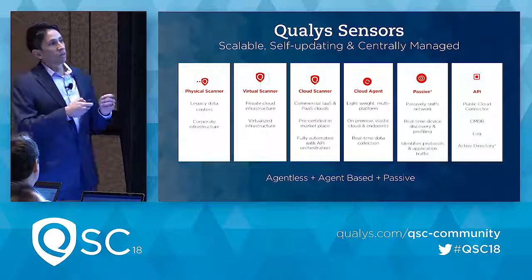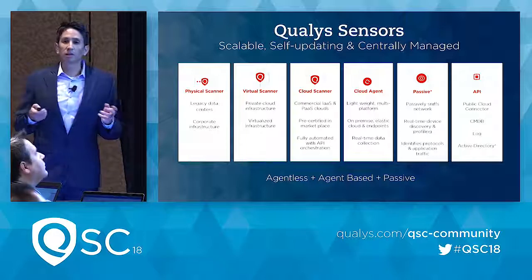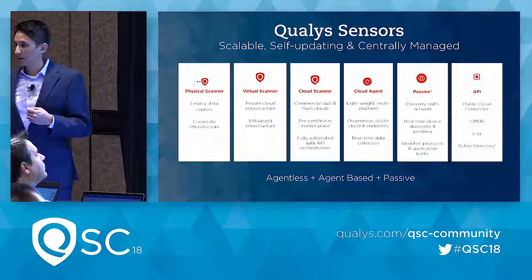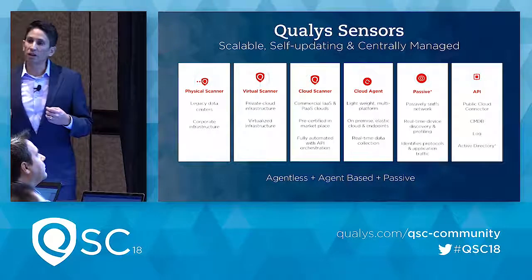So basically, we provide all of the different capabilities from a collection perspective: agentless, agent-based, passive. And we do that because we think that you really need to have these different sensors, look at your environment in multi-dimensional. So you can look at your assets from internal, from external, what they're doing in the network, and that really gives you the full picture of what are your assets, how they're interacting with each other.